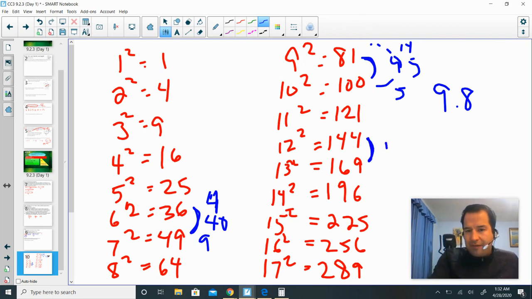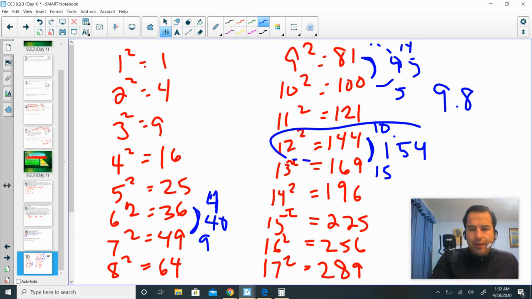So 154, ooh, it's kind of in the middle. It's 10 away here. Oh, and 15 away here. So it's closer to 12. So it's going to be less than 12.5, 12 and 5/10, because it's closer to it. So I'm going to go with 12 and 3/10. And guys, I'm not cheating here. I'm doing this as you're doing it.